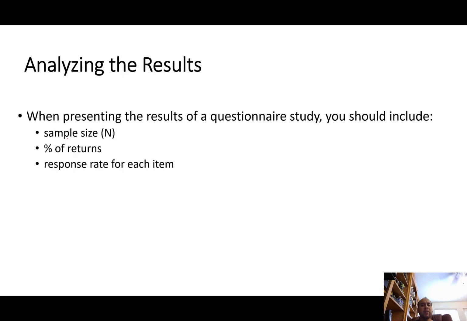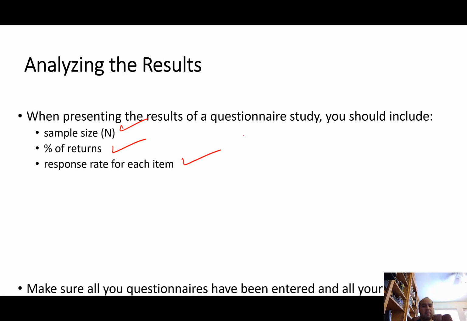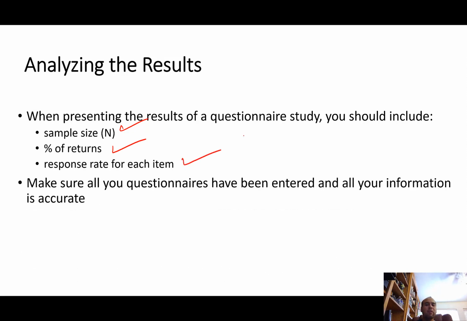Analyzing the results, make sure that you include the sample size, the percent of the returns, and the response rate for each item. And the response rate for each item is important because some participants may answer some questions but not others, and therefore you're going to have a higher response rate for some questions and a lower for others. So when you're presenting the results of that particular question, it's important to have the response rate for that particular question.